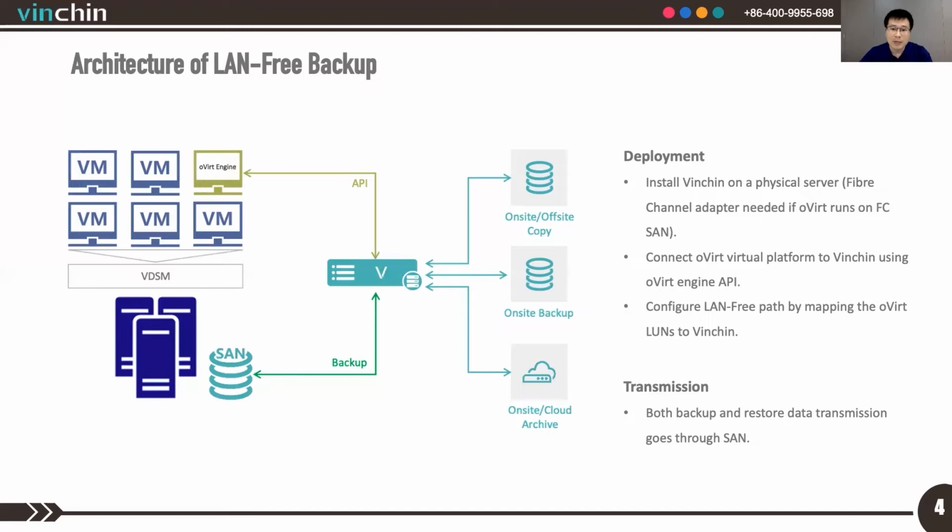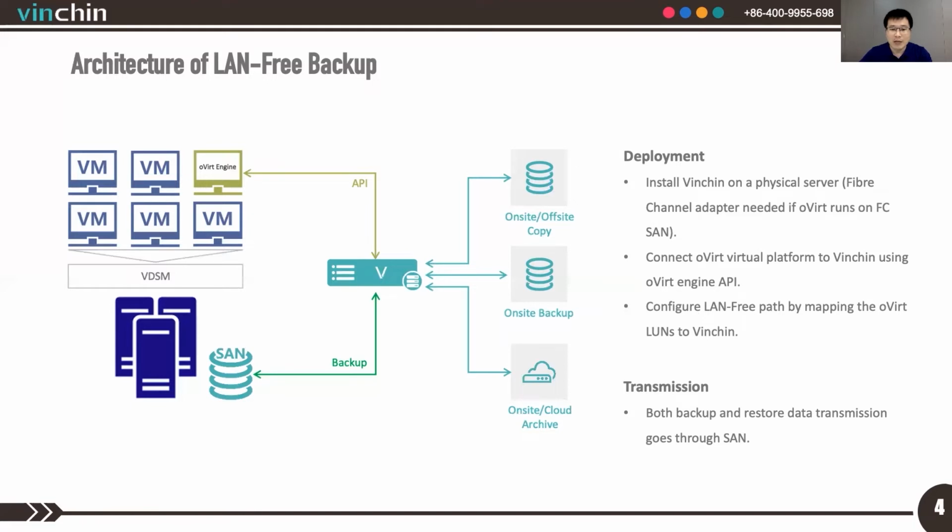So when a backup begins, the Vinchin server will be able to directly access the oVirt VM virtual disks on the oVirt production nodes through SAN. The transmission will not pass through the oVirt node hypervisor layer and also will not pass through the management or production network. So LAN-Free backup could be very efficient and has the minimum impact on the oVirt production environment.